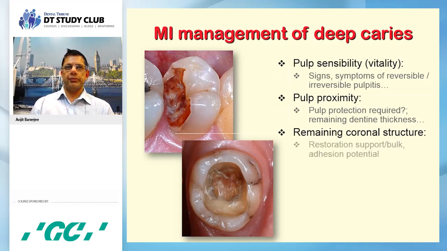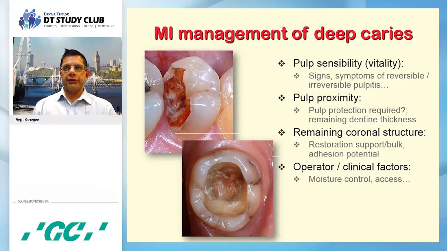Of course, teeth should be restorable. There is no point taking a carious tooth, excavating the tissues, to find that the tooth itself is so badly broken down that it is not restorable. And consideration needs to be given to the adhesion potential of the remaining tissues. Can they be isolated effectively and managed properly to optimize the chemical and physical adhesion we look for?